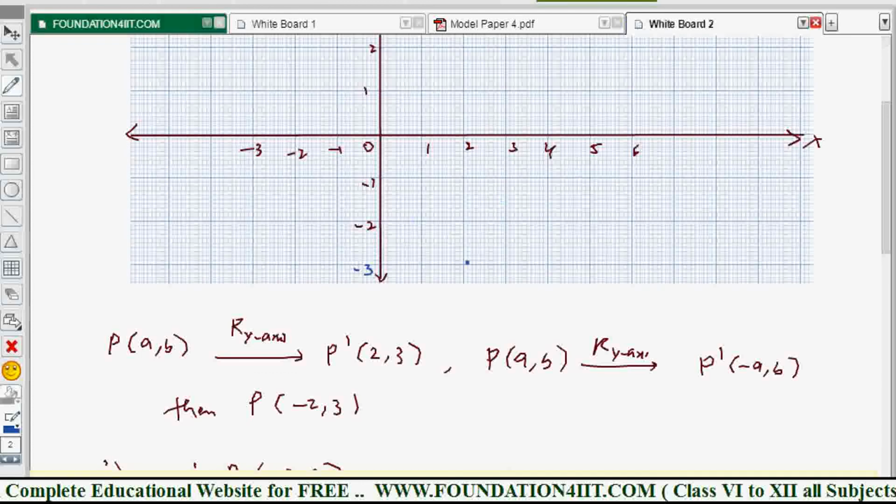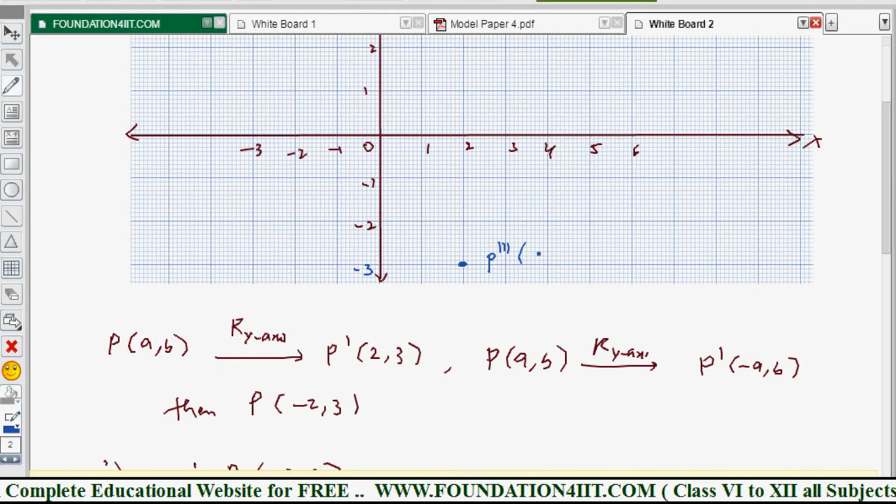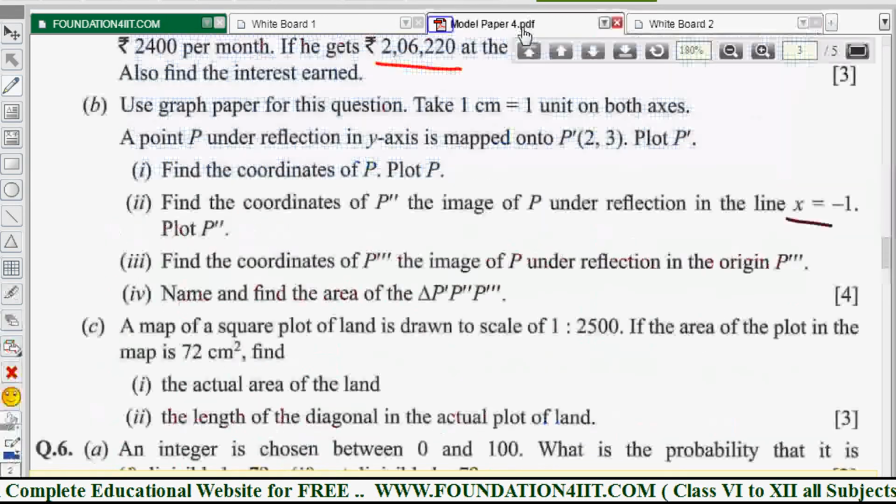2 comma minus 3 is down. So P triple dash is 2 comma minus 3. Now see the next question.